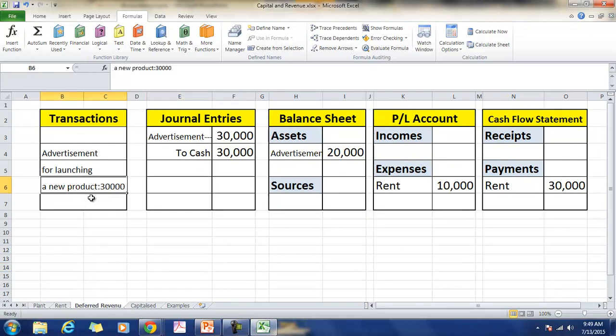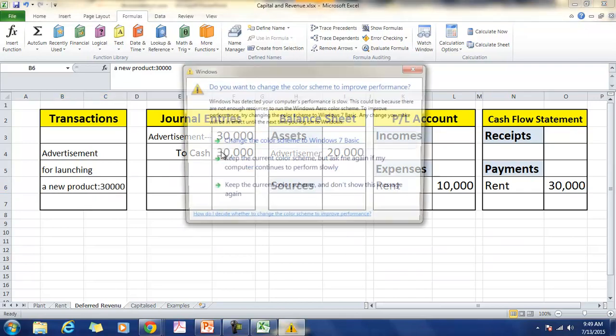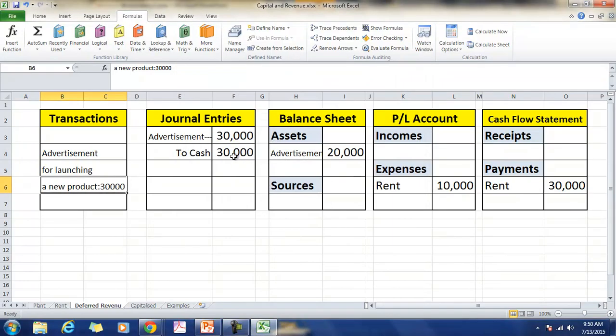For example, advertisement for launching a new product is 30,000. The payment of cash is 30,000. Outflow of cash is 30,000. But suppose we assume that the benefit of this is for a period of 3 years. This is a management decision. If it is for 3 years, we assume that the expense for the year is 10,000 and the balance will be shown as an asset.